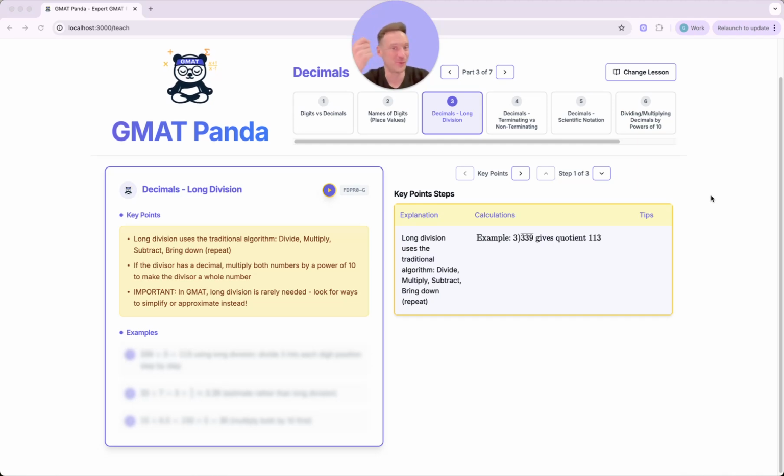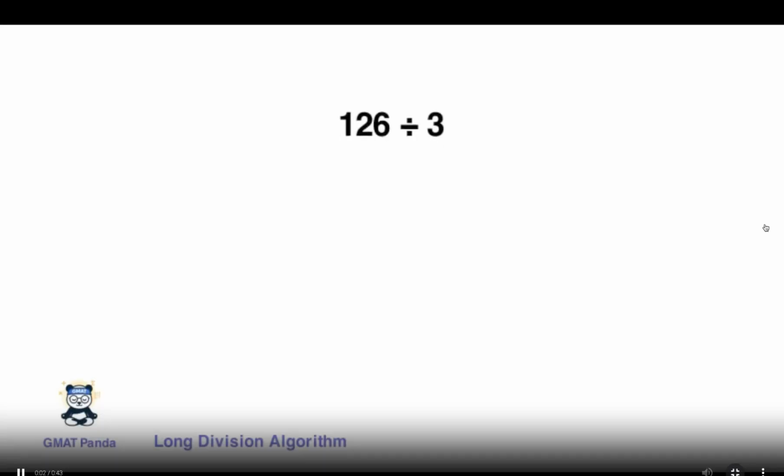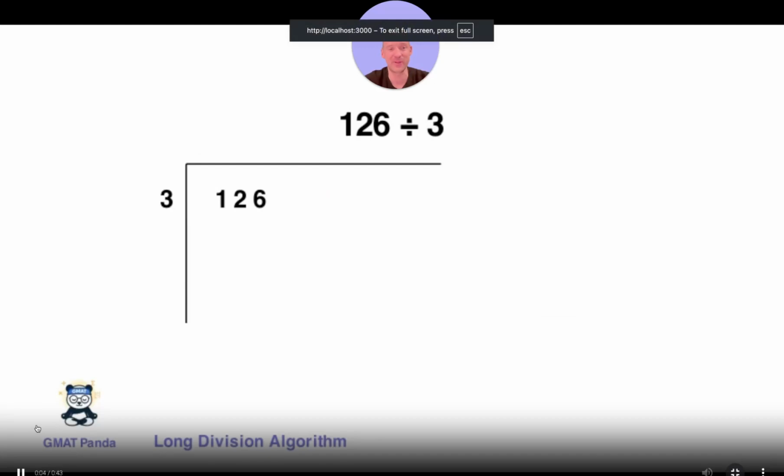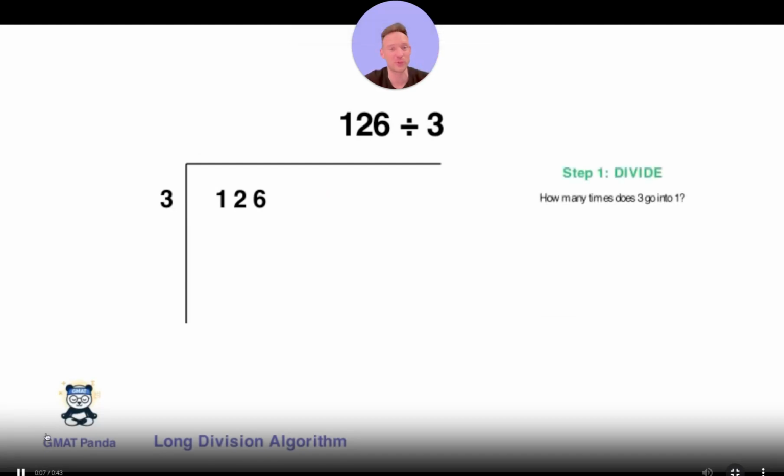But there are a few cases where you actually have to make the long division, and that's why we need to revise it. So let's have a look at a little animation to explain. Let's say that we're dividing 126 by 3. Most of you will have seen something similar to this at school. Depending on where you studied, your teacher, your country, etc., you may place things a little bit differently, but it's pretty much the same thing, just in different locations.